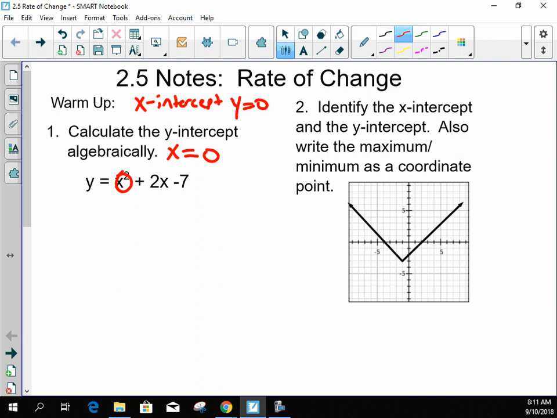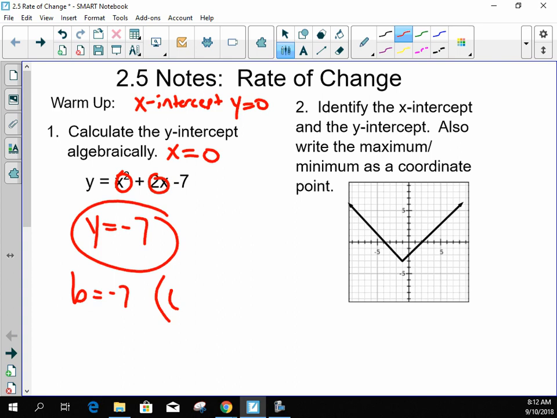So this becomes 0. This becomes 0. Y equals -7. Now, you put that on the test, and I mark it wrong. Why? Because you have to do b equals -7, or you have to go (0, -7). That's an ordered pair. That's my x. That's my y. Memorization is something you guys need to learn about. It's your friend.